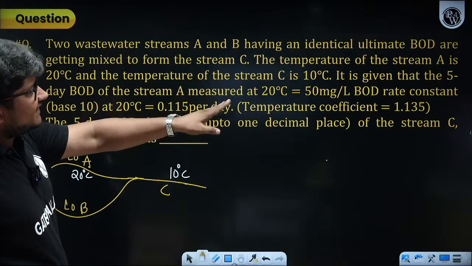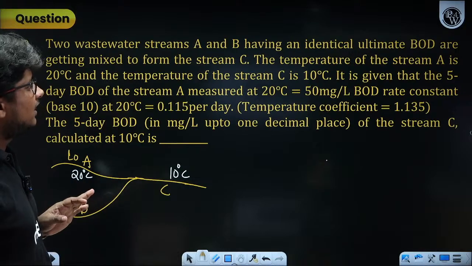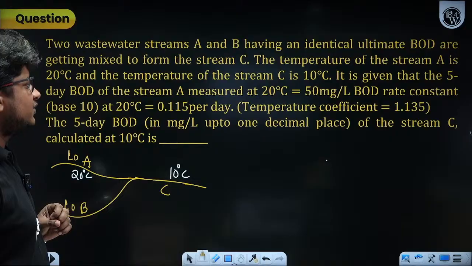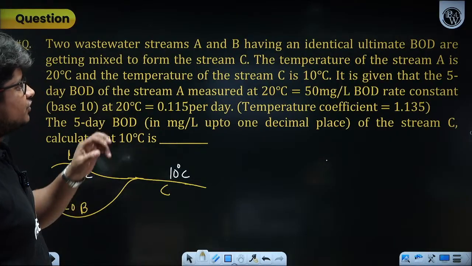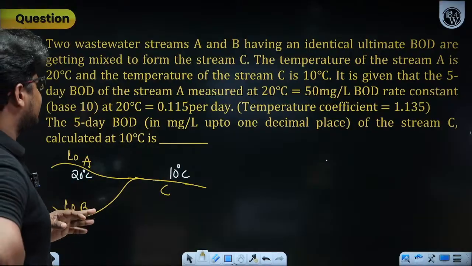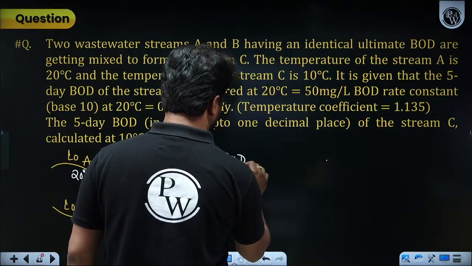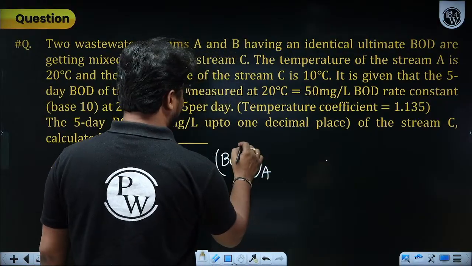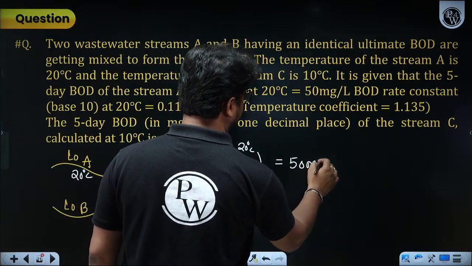when you change the temperature, the rate of reaction will also change. Am I right? It is given that the 5-day BOD of stream A measured at 20 degrees Celsius is 50 milligram per liter. So they have given you the 5-day BOD for stream A. The data which they have mentioned is the 5-day BOD for stream A at 20 degrees Celsius, and that is 50 milligram per liter.